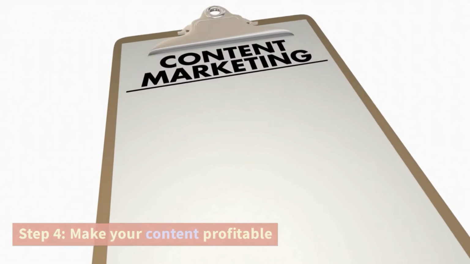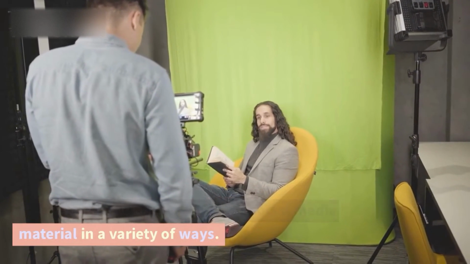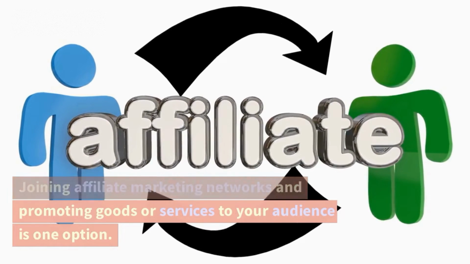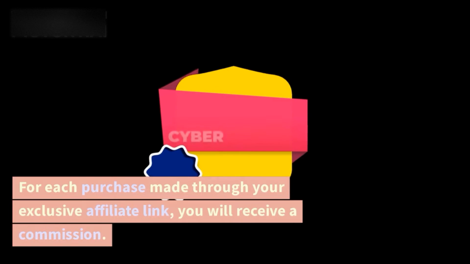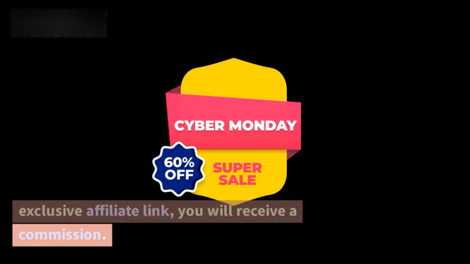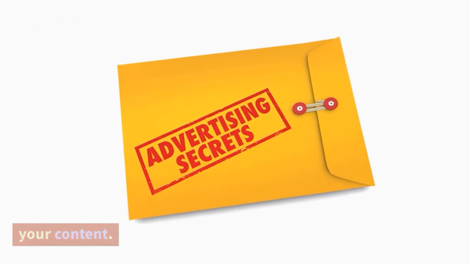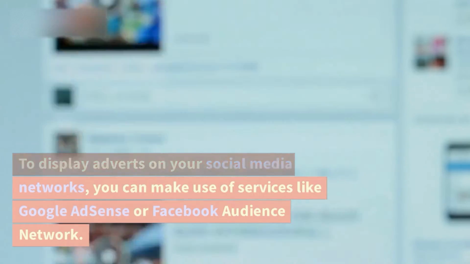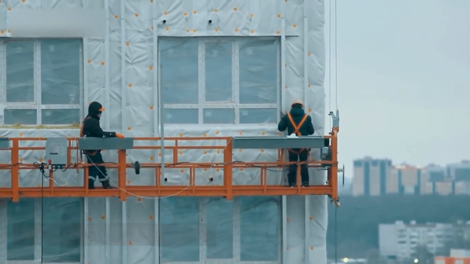Step 4. Make your content profitable. You may make money off of your social media material in a variety of ways. Joining affiliate marketing networks and promoting goods or services to your audience is one option. For each purchase made through your exclusive affiliate link, you will receive a commission. Ads are yet another way to make money off of your content. To display AdWords on your social media networks, you can make use of services like Google AdSense or Facebook Audience Network.